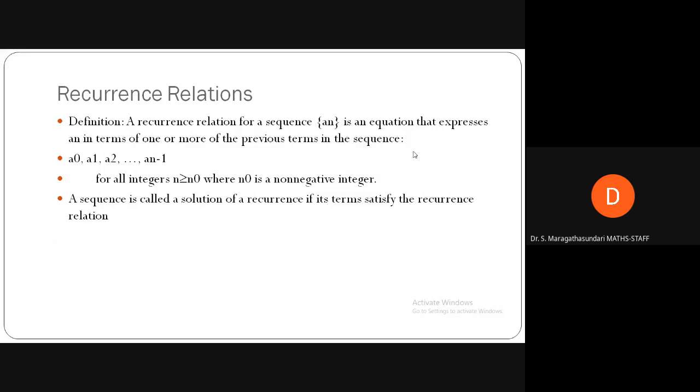I need a recurrence relation means it is an equation in the form that the sequence can be expressed in terms of the previous terms. So if we take the sequence an, I can express that relation in terms of the previous terms a naught, a1, and so on up to an minus 1, for all integers n greater than or equal to n naught, where n naught is a non-negative integer. A sequence is called a solution of a recurrence if its terms satisfy the recurrence relation.